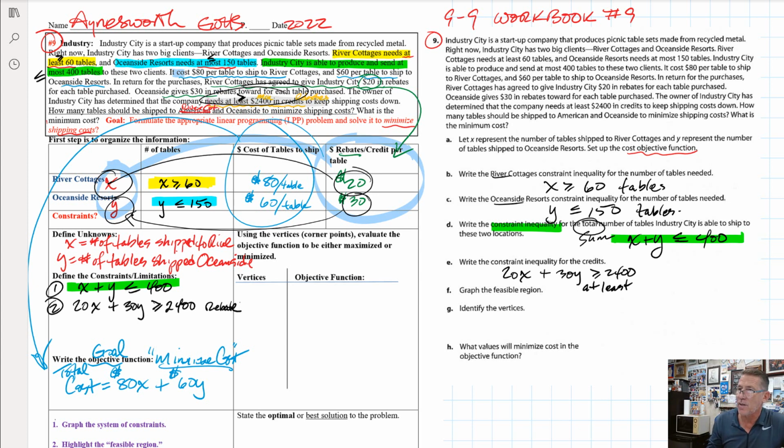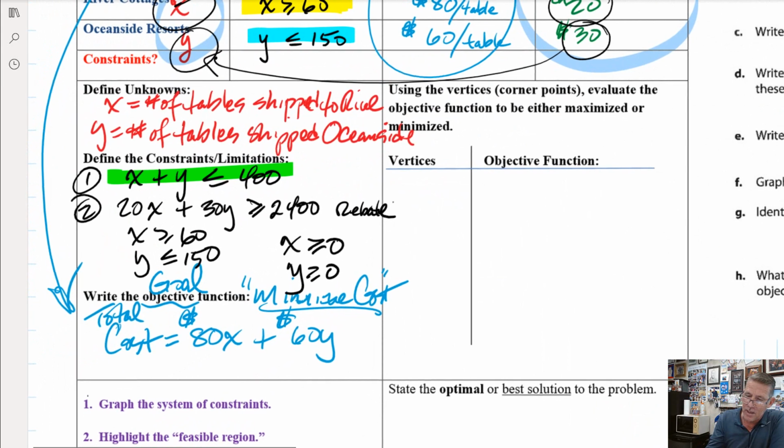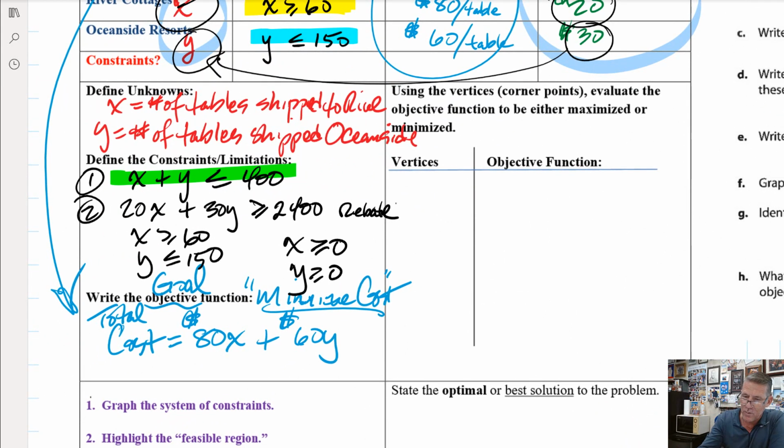So we've got these two inequalities here. We actually have 4. So the other ones are already written up top. We have X greater than or equal to 60. We have Y less than or equal to 150. And we have our non-negative constraints too. X and Y both have to be greater than or equal to 0. So we have to take all of these, my friends, and graph them and find the feasible region so we can actually minimize the cost in this situation. So again, the objective or the goal in this situation, as stated earlier right here, is to minimize the cost.